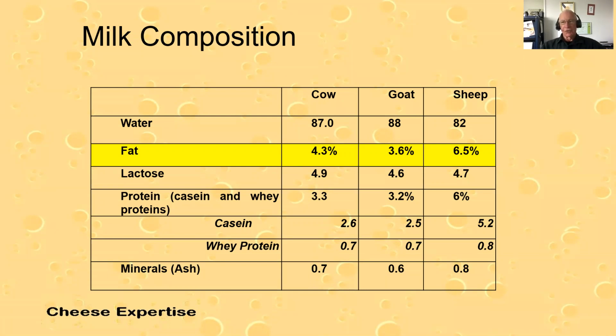And it's through a strange little system known as lipolysis, which is the action of a lipase enzyme on the fat. So if we look at the first screen here, we can see that the fat in cow's milk is approximately 4.3%, goat's milk a little bit less, and sheep a little bit higher than both.